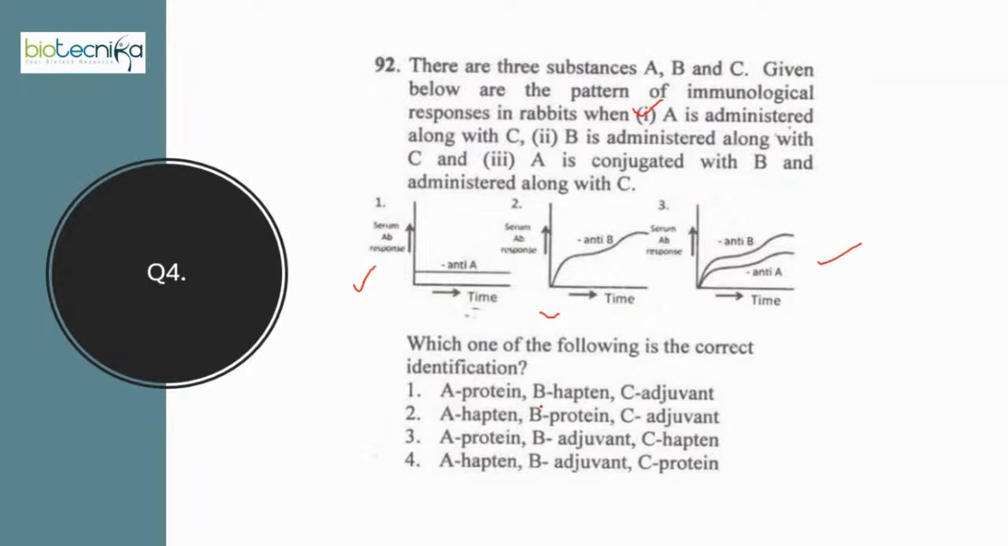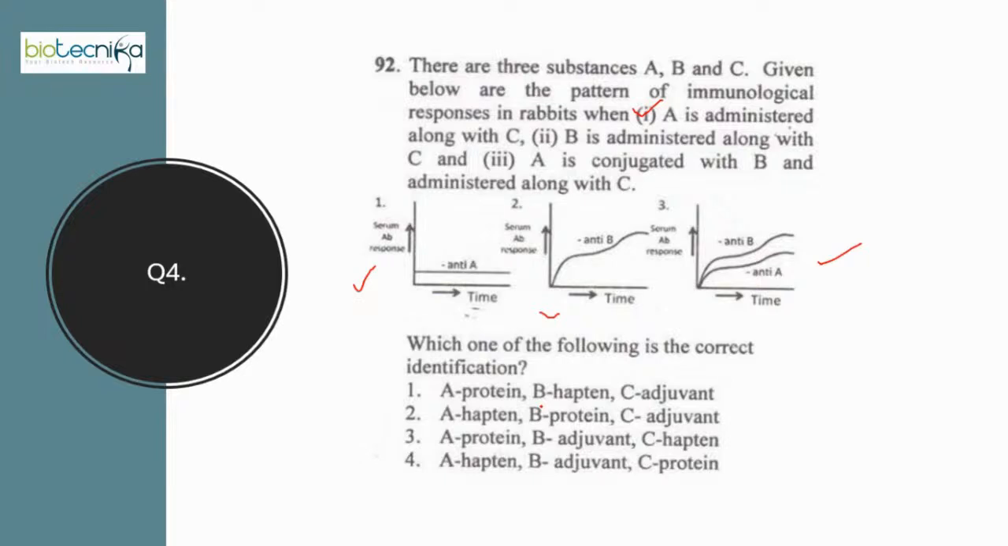In your options, they have said which one is a protein, which is a hapten, which is an adjuvant. So for this, you have to understand the definitions of hapten, adjuvant, and immunogen. These definitions you need to know. So, what is the definition?